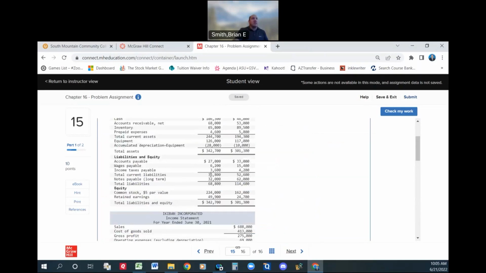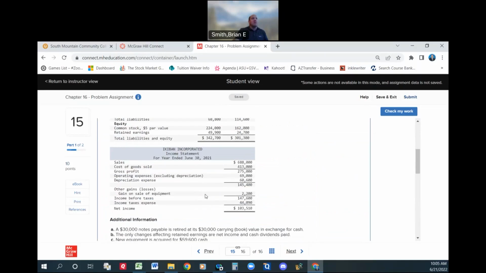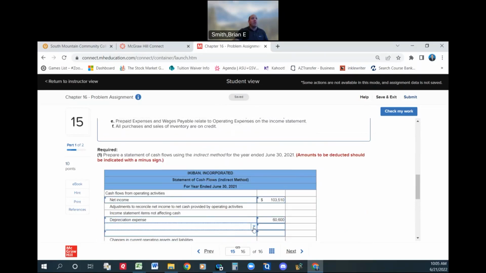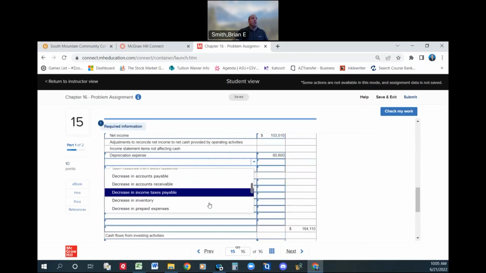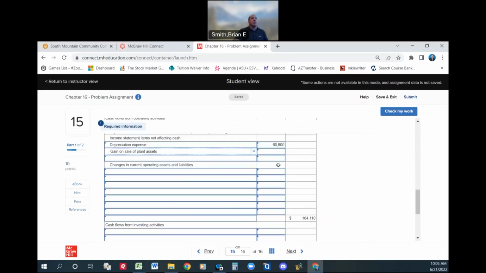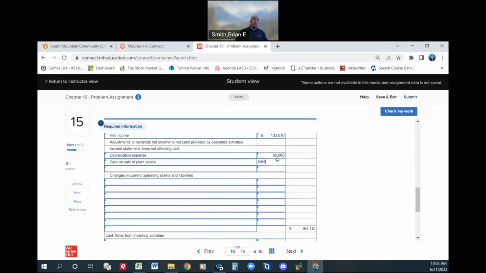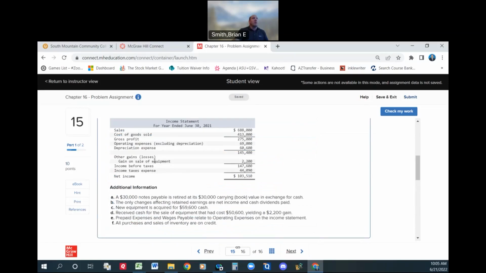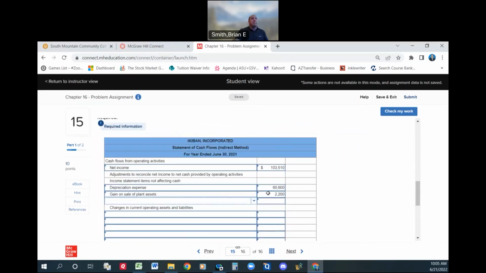Let's go back up here and see, because I already saw a gain somewhere. Gain on sale of equipment, $2,200. So let's come down here and we're going to put gain on sale of equipment. And what was it again? 2,200. So we got the gain. I got to subtract that. I got to put that as a negative. Okay, looks like we're good. Okay, remember, gains are subtracted, losses are added. So that's the income statement, things not affecting cash.